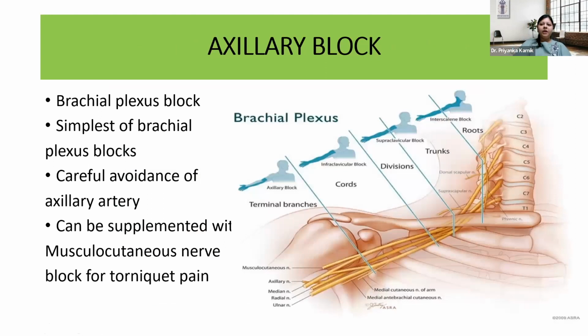Now in the upper limb, we have the simplest block, which is the axillary block. So we all know that we can block the brachial plexus at the root level, at the trunks, at the level of the divisions, cords, and terminal branches. So our axillary block is going to block the terminal branches, that is the median, ulnar, and the radial nerve. What we have to be mindful of is that we have to avoid the axillary artery. So hence, USG actually helps us a lot, and it can be supplemented with the musculocutaneous nerve block for tourniquet pain.